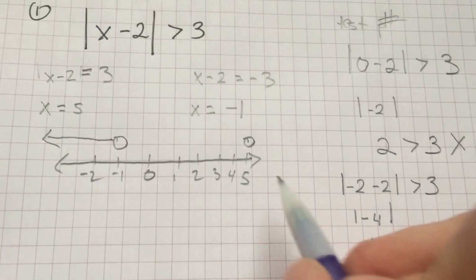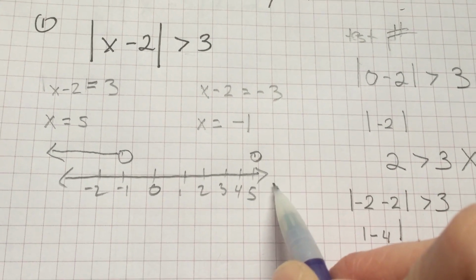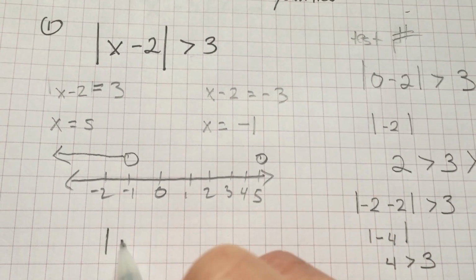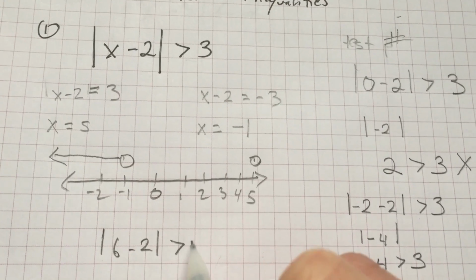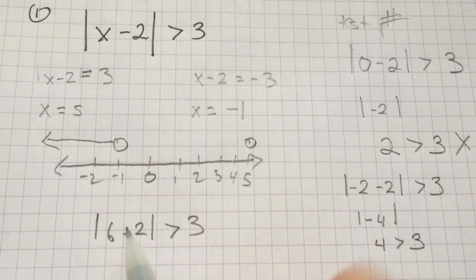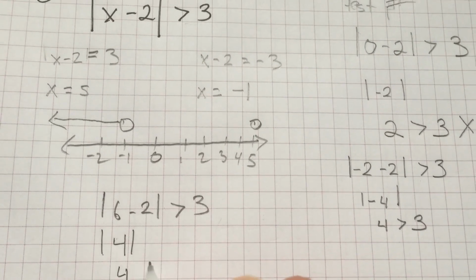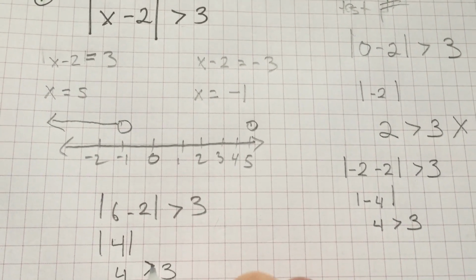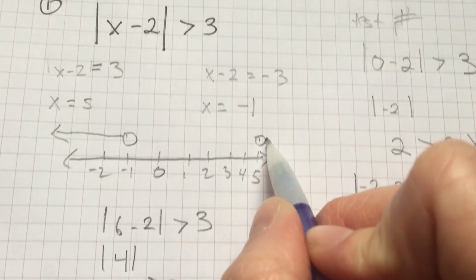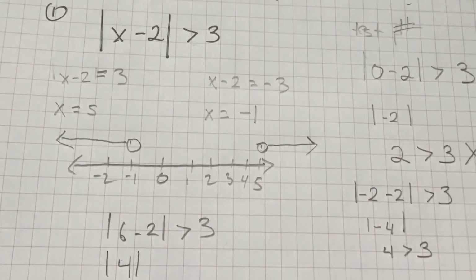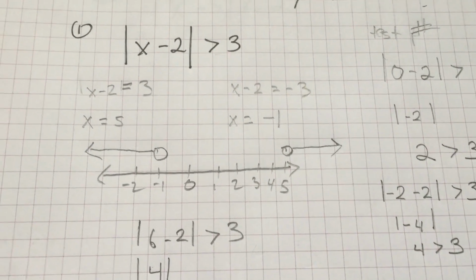And I want to test one more point, so even though it's not on the number line, 5, I'm going to test 6. So 6 minus 2 gives me 4 inside the absolute value. Absolute value of 4 is 4, and 4 is in fact greater than 3, so I'm going to go ahead and go off in the opposite direction. So this is what my number line looks like.